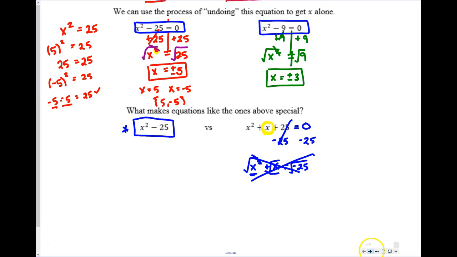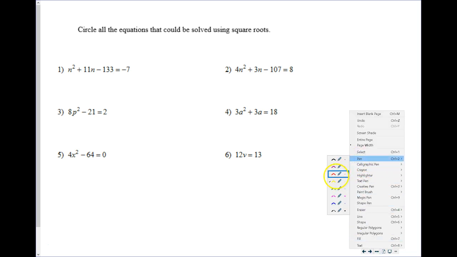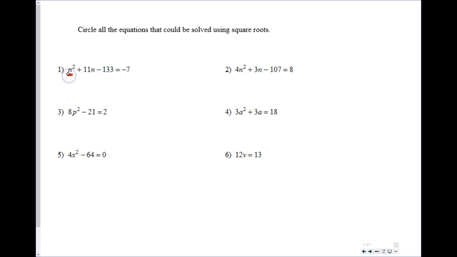So that brings me to the next part of being able to identify what equations we can solve using square roots. So let's take a look at each of these equations and try and see if we can do this method. So let's look at number 1. Number 1 has an n squared, that's okay, but it's got this n term, right? That's not going to work. If I add 133 over, I can't have this term, so this cannot be solved using square roots. Number 2, I see an n squared, which is okay, but I see this n term, can't have that, so number 2 can't be solved using square roots.